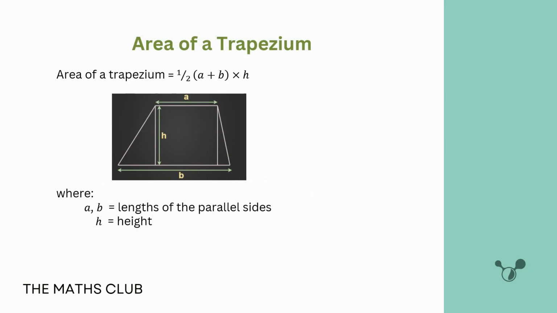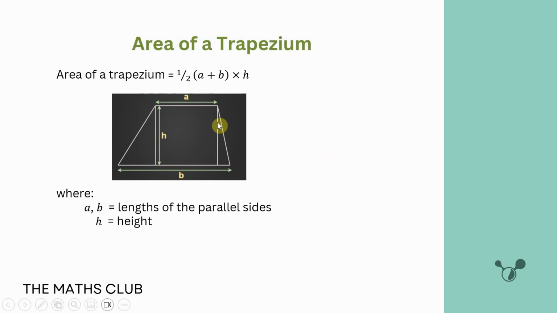Now, to calculate the area of a trapezium, we use the simple formula: half times (a plus b) times h. A plus b is the bases, right, times h. This is almost similar to the area of a rectangle, just that for a rectangle we say length times breadth, right?